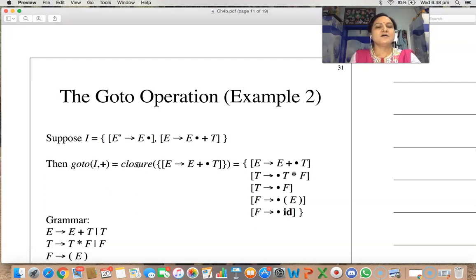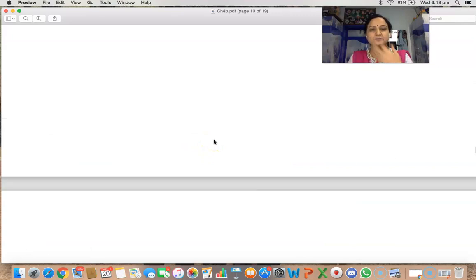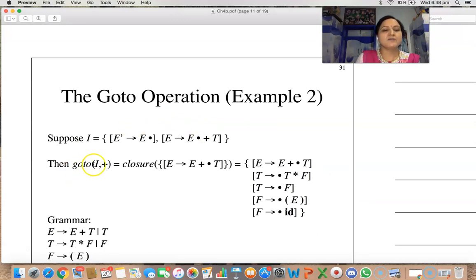So this is one more example of the goto operation. Suppose in the given state I, we have the productions E' → E· and E → E· + T, from the previous step. Now how can we extend goto further? When we compute goto(I, +), because after the dot there is the plus symbol here. Here nothing is there, so we cannot go ahead. But here the dot can be shifted after plus when the parser reads plus. So goto(I, +) is equal to closure of E → E + ·T, where the dot is getting shifted.